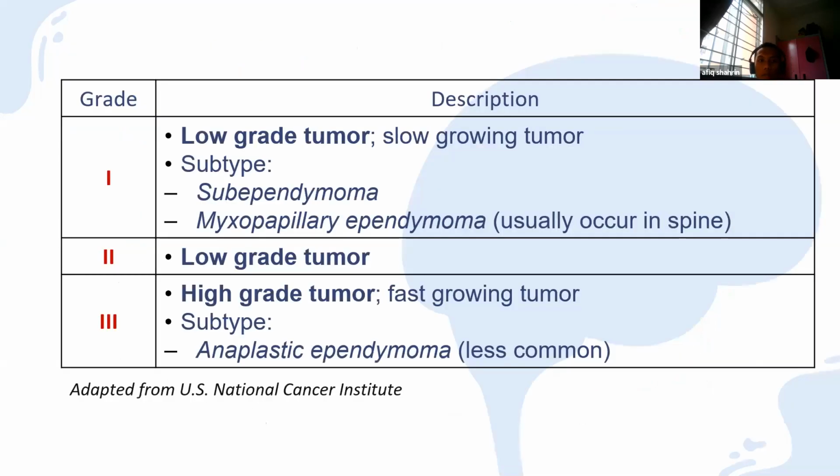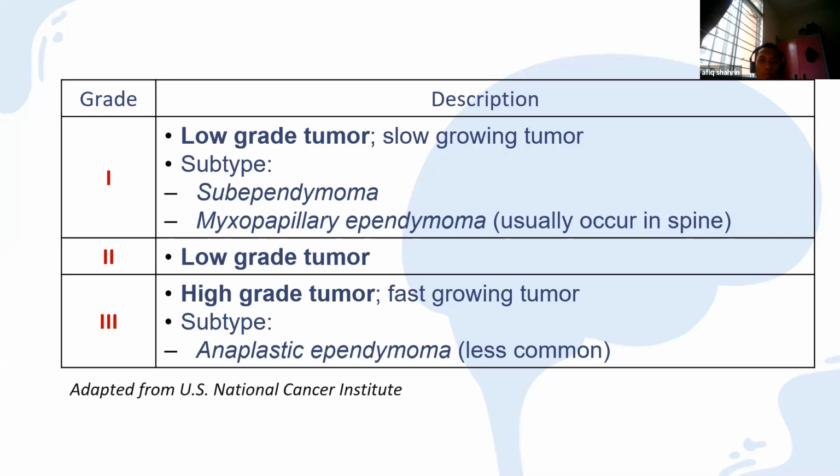Next. So ependymoma can be further graded into three: grade 1, grade 2, and also grade 3. And the grade depends on how fast the tumor grows and also the behavior of the tumor cell itself. Based on the reference that I refer, the behavior of this tumor behaves like medulloblastoma, the second type of tumor.